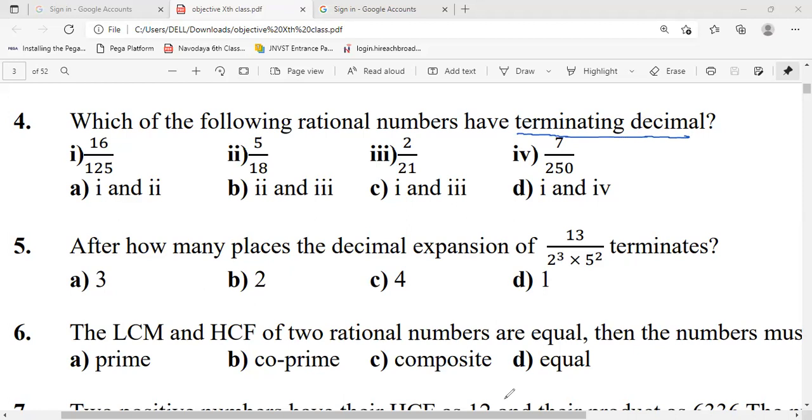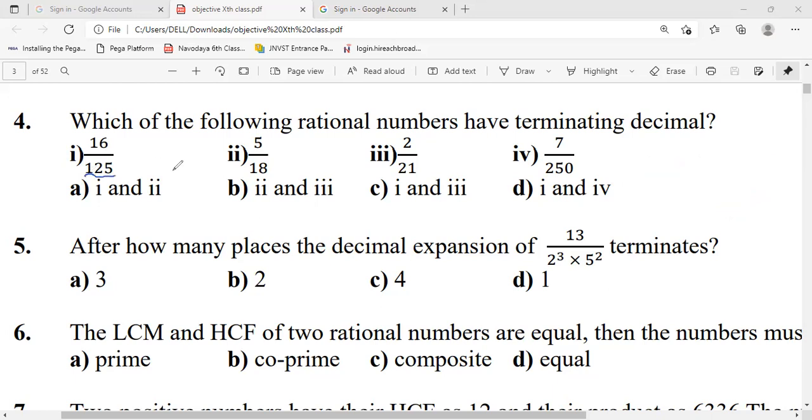So first we will discuss terminating decimals. Terminating decimal means, suppose I am taking 2 by 5, if you go for the division, you get 0.4, and then the remainder is 0. Whenever you are considering a decimal, if at the end the remainder is 0, that type of number is called a terminating decimal.